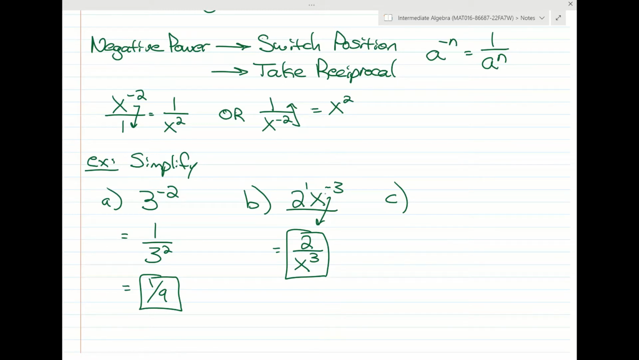What if we had 4 over x to the negative fifth? Just bring it to the top. 4x to the fifth would be the answer.